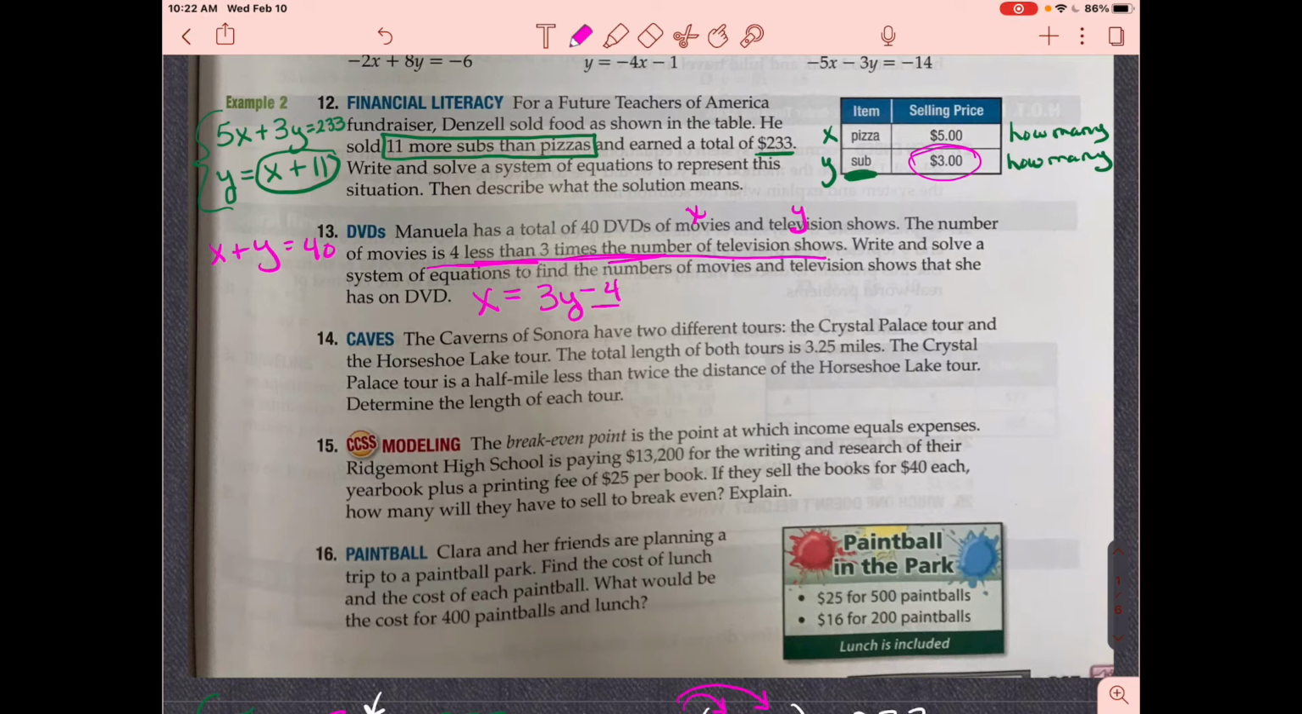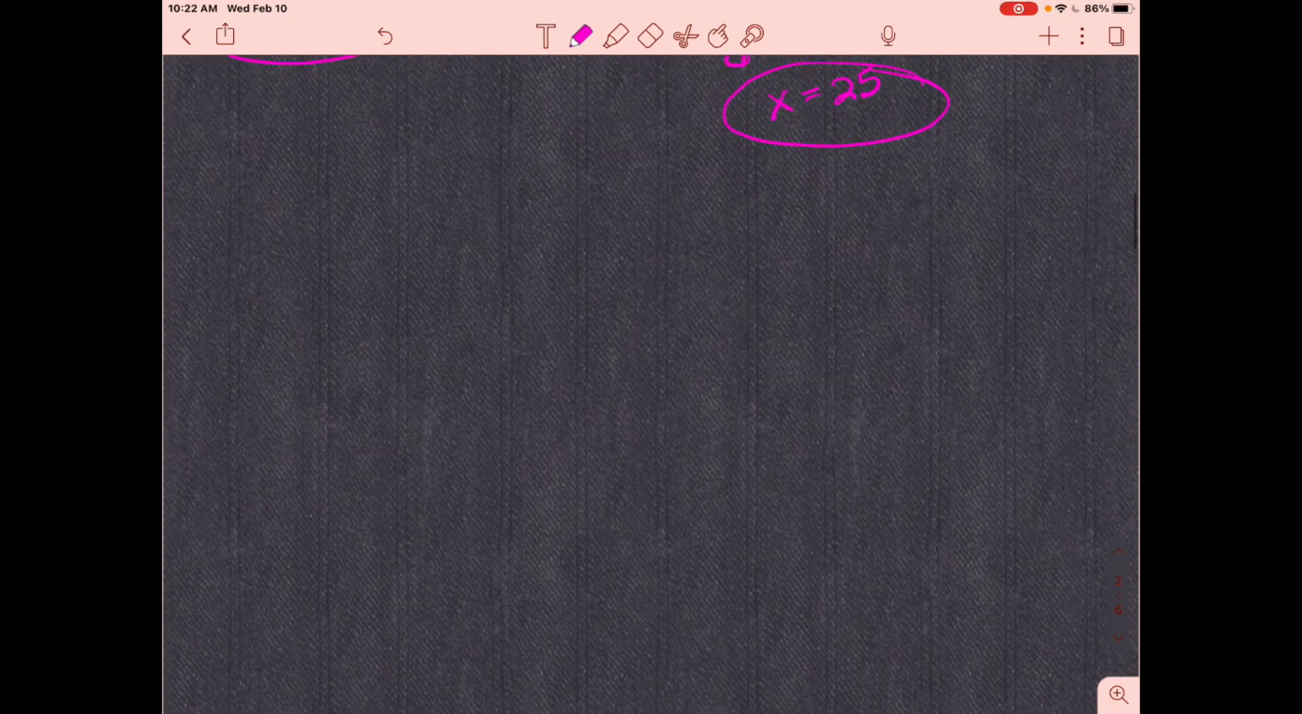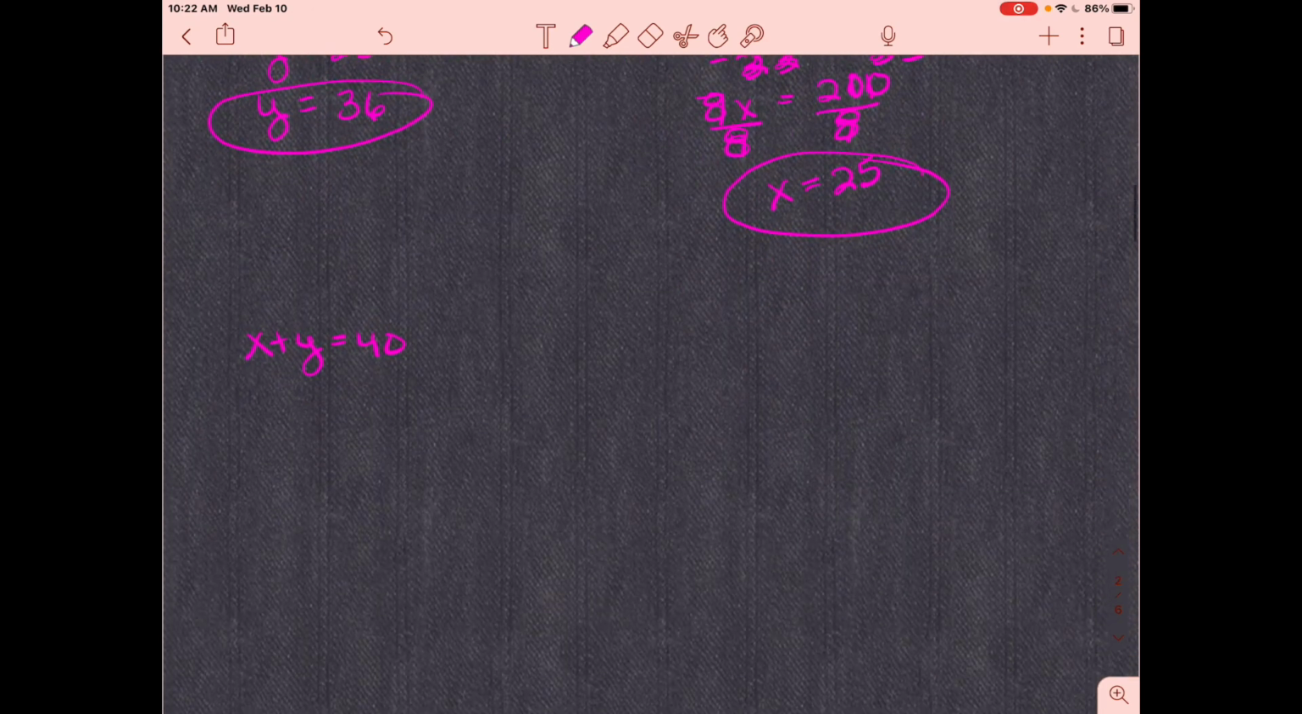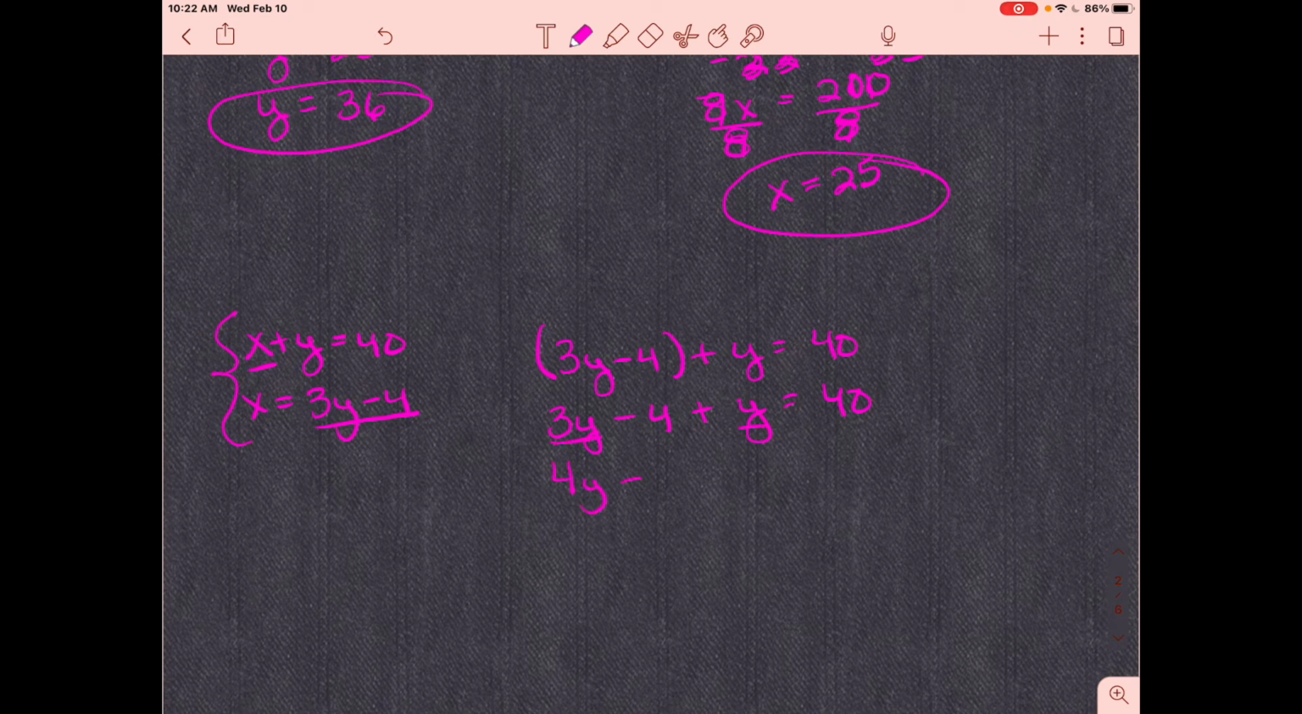All right, and solve a system. So here's my system. And I am probably going to use substitution. X plus y equals 40. And the other one was x equals 3y minus 4. I'm going to use substitution and say 3y minus 4, that's instead of this x, plus y equals 40. So I have 3y minus 4 plus y. Okay, 3y and y gives me 4y, minus 4 is 40. We're going to add 4 and get 4y equals 44. Let's divide by 4 and get y equals 11.